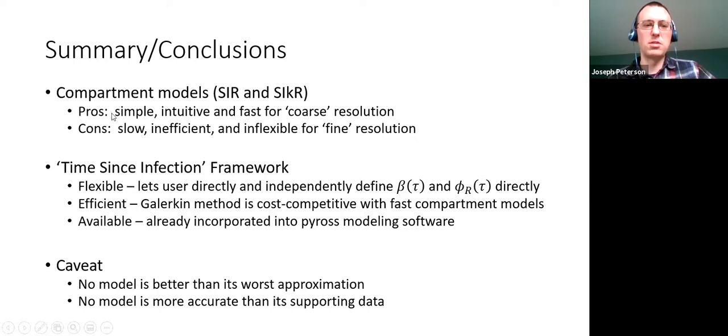The pros of these kinds of models is that they're simple, they're intuitive, and they're quite fast and efficient for a coarse resolution of the disease dynamics. The cons, of course, is that they can be slow and inefficient and inflexible for fine resolution of the disease dynamics. Then after that, we covered the time since infection framework. The advantages there are that it's flexible.